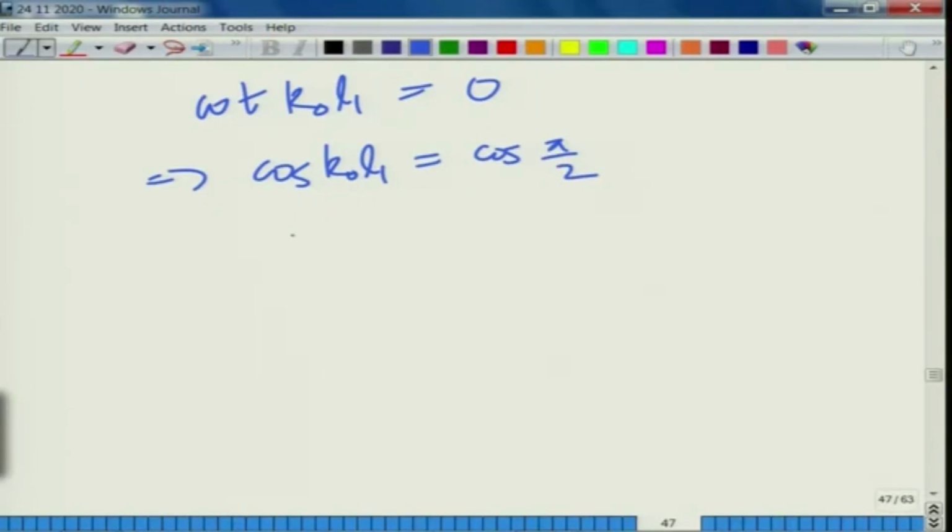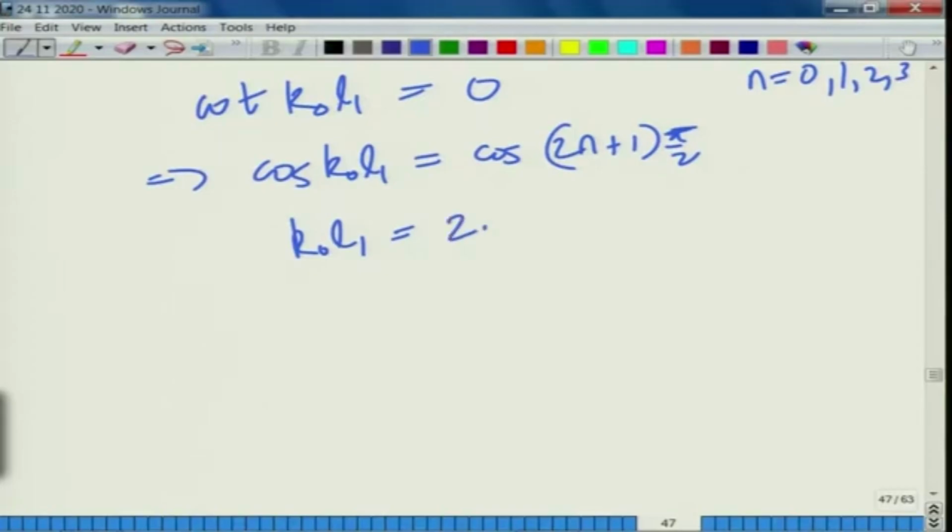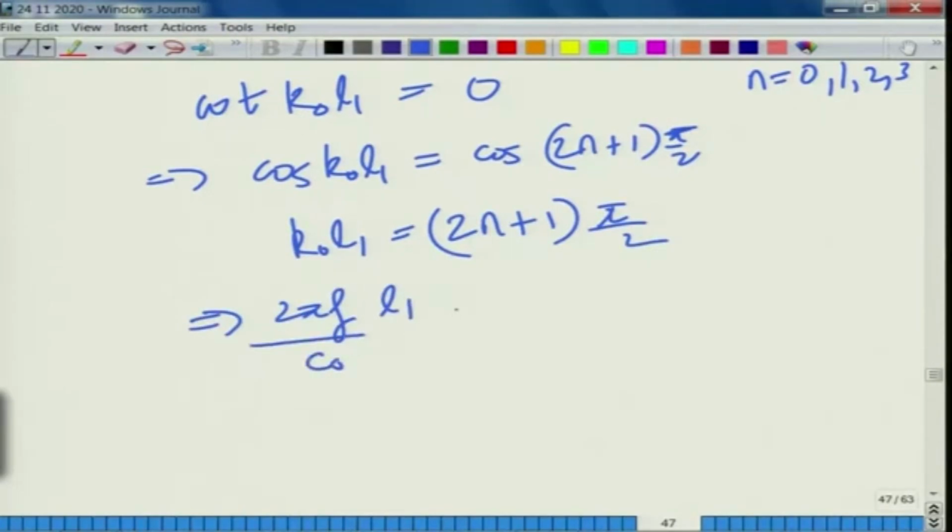So, what does this mean? It basically leads us to the familiar thing. Actually, this in a more general sense can be written like this, where n is equal to 0, 1, 2 and so on. So, this is pi by 2. So, what it means is 2 pi f into L1 by C naught into this.